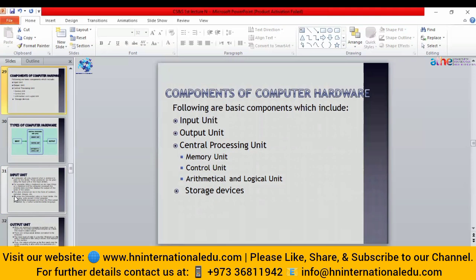We are somehow familiar with these things. Input devices are responsible for providing the data, output devices are responsible for displaying the information, and the central processing unit is responsible for the processing. For that purpose, we also divide the central processing unit into three parts: memory unit, control unit, and ALU, arithmetic and logical unit. And the storage devices are responsible for storing the data permanently.